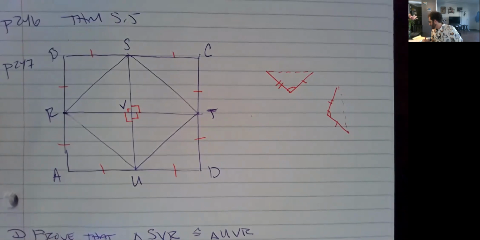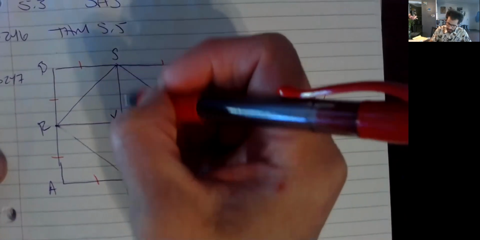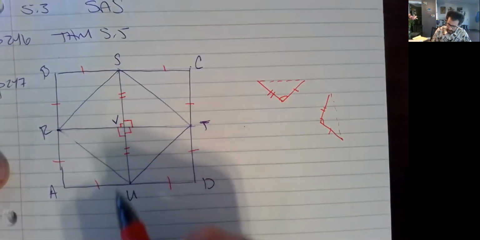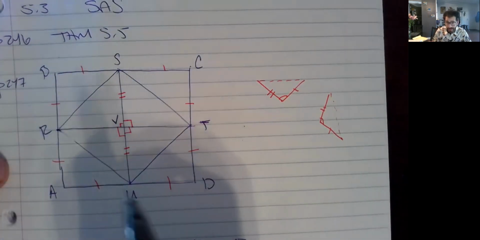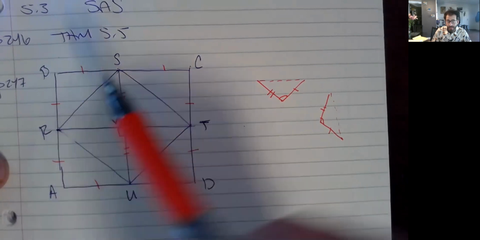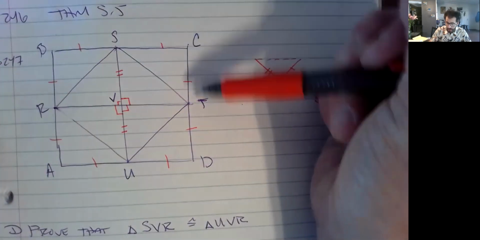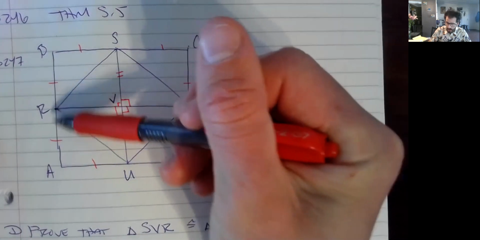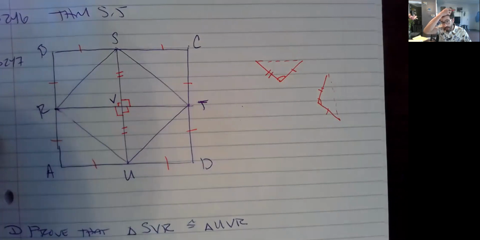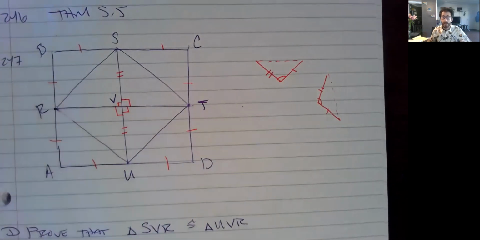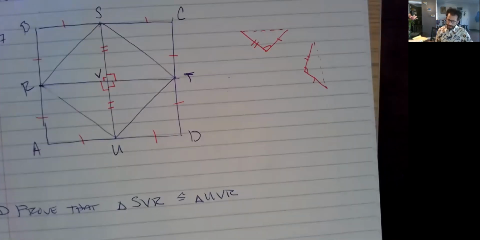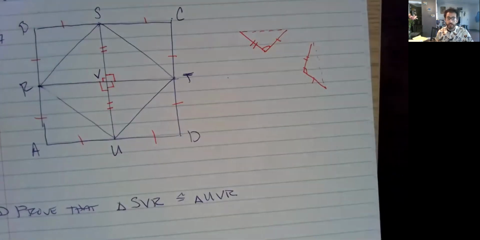Finally, SV is congruent to VU. Now, they don't tell us that SV is also congruent to CT or BR, and VU is congruent to TD and AR. Let's see if it becomes important. Okay, we're wandering down a path and we're not really sure where it's going to go. It might be important that they're all congruent. It might not be. Okay, so this is from the directions.